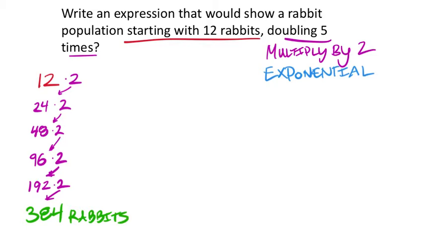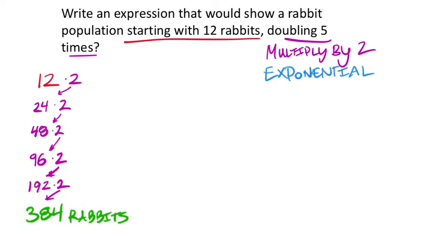Well, that's nice. It's just that it didn't ask for us to actually figure out how many rabbits would be there after doubling the population of 12, 5 times. The reason I did this is because you will on the assignment. Okay, it's one of our objectives. So could you do this? You could. But it's asking for an expression that would show a rabbit population starting at 12 rabbits.